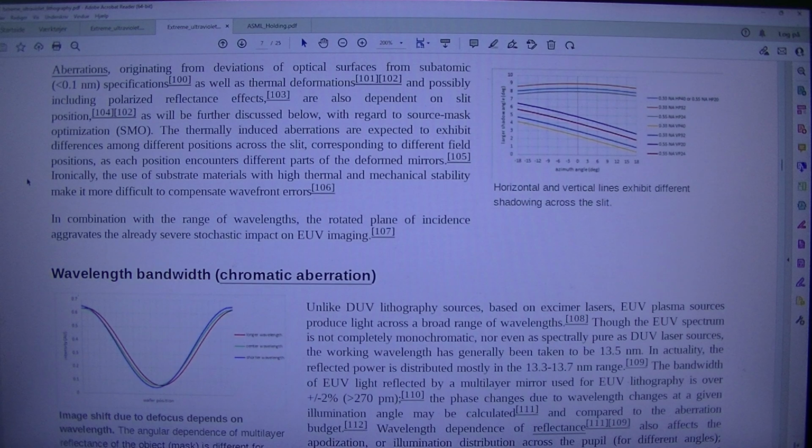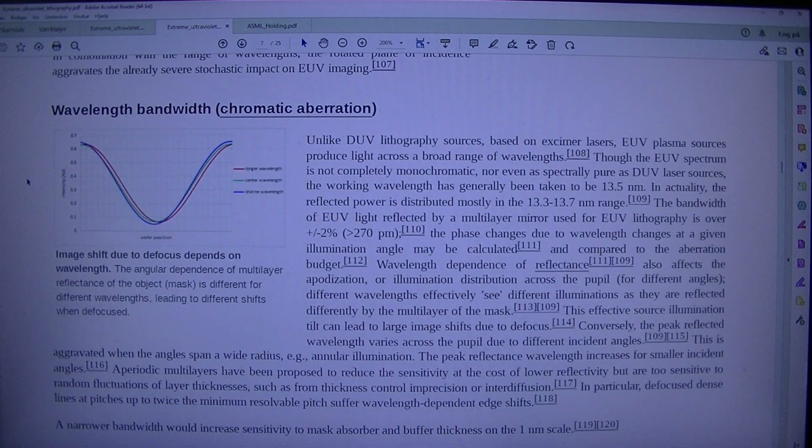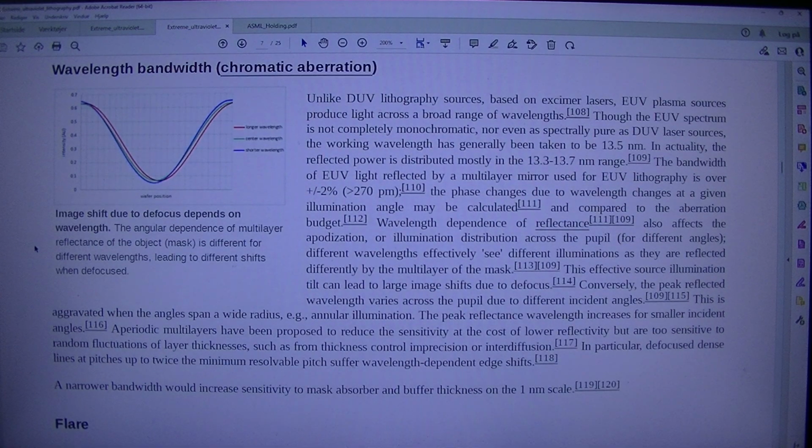Ironically, the use of substrate materials with high thermal and mechanical stability makes it more difficult to compensate wavefront errors. In combination with the range of wavelengths, the rotated plane of incidence aggravates the already severe stochastic impact on EUV imaging. Wavelength bandwidth, chromatic aberration: image shift due to defocus depends on wavelength.